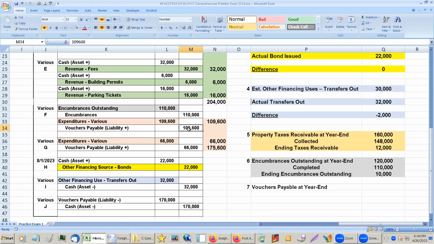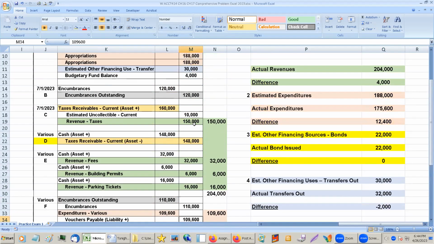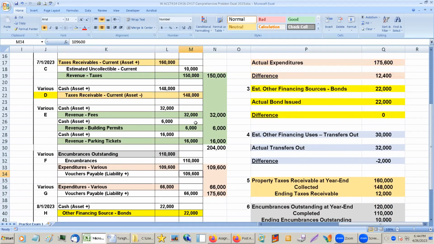Okay, vouchers payable. I think these are the only two? Come up with a... Running out of colors here. This is the hardest part about accounting, figuring out the colors.